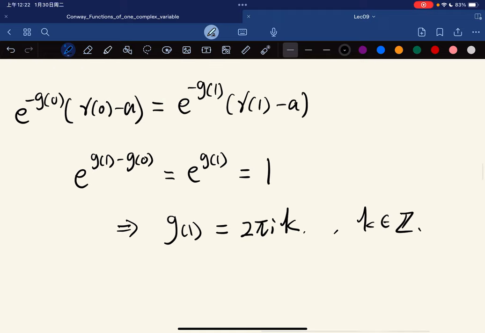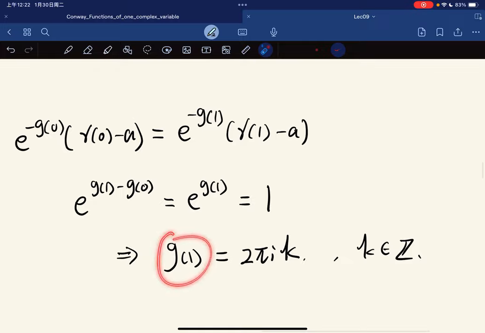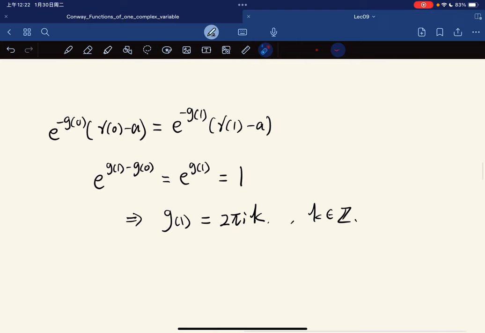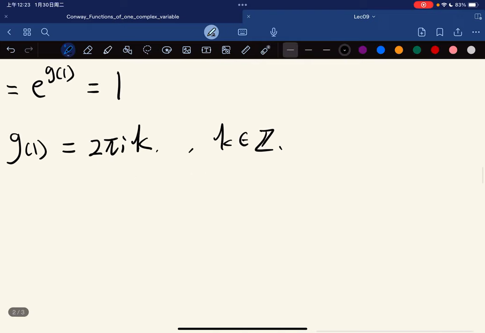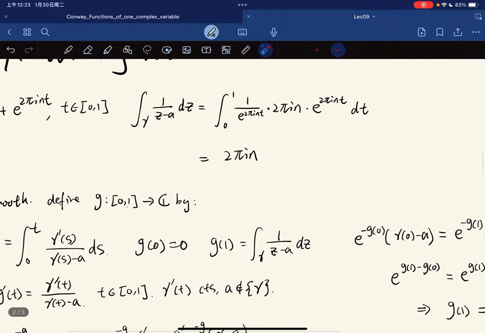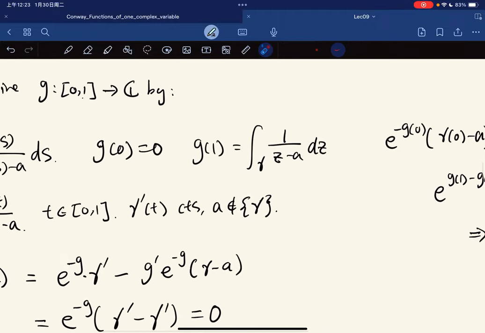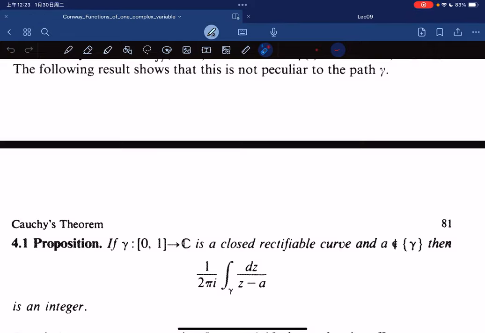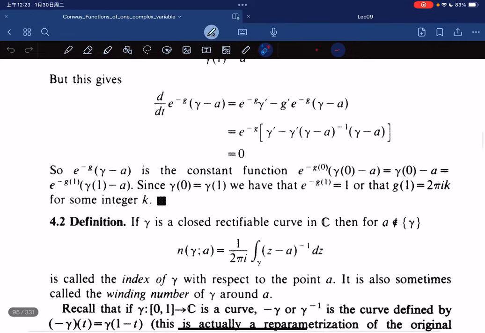Yeah? Well, because g1, what is g1? Well, g1 is just the integral we want, right? So this proves the proposition. Well, so after we prove that this integral is always an integer, the definition is well defined.